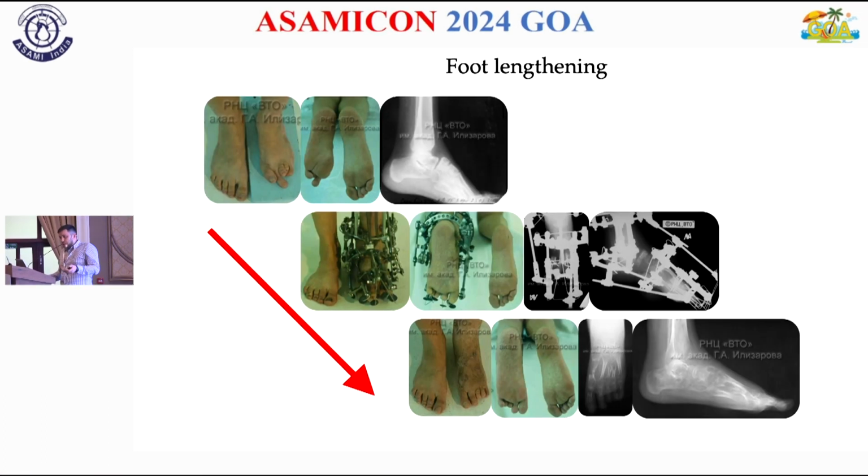Another possibility of Elizarov on the foot and ankle is lengthening of the bones. In that case, a patient was admitted to our department with brachymetatarsia. We did osteotomy of the first, third, and fourth metatarsal bones and did lengthening. And the final result was good.